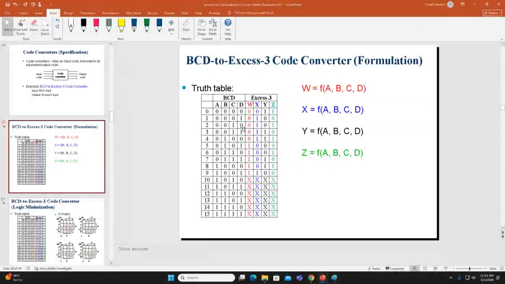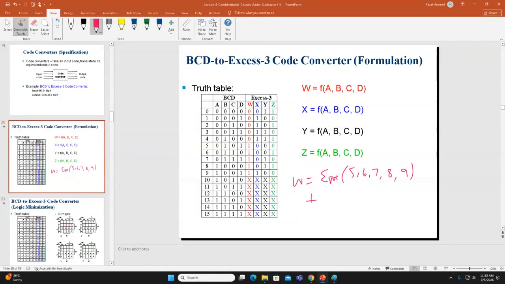Now let's say we want to find W. How can we find W? It is actually sigma M of 5, 6, 7, 8, 9, plus sigma D of 10, 11, 12, 13, 14, 15. What will be the expression for X?